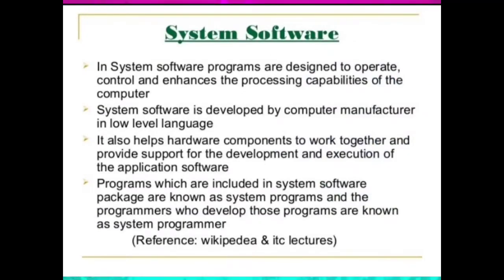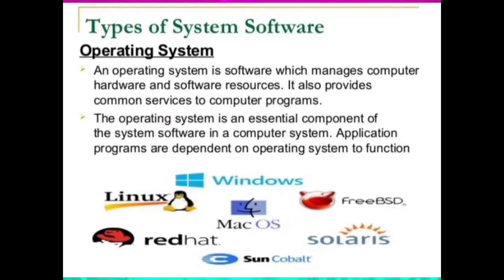System software: in system software, programs are designed to operate, control, and enhance the processing capabilities of the computer. Reference: Wikipedia and its lectures. Types of system software: operating system. An operating system is a software which manages computer hardware and software resources. It also provides common services to computer programs.